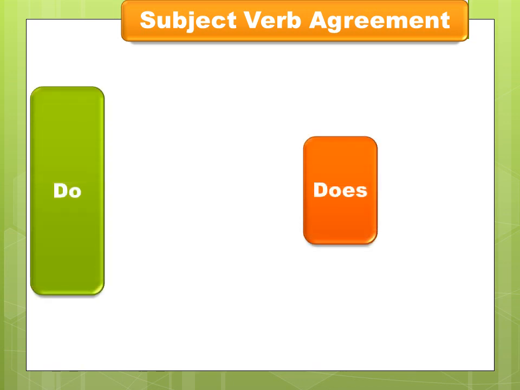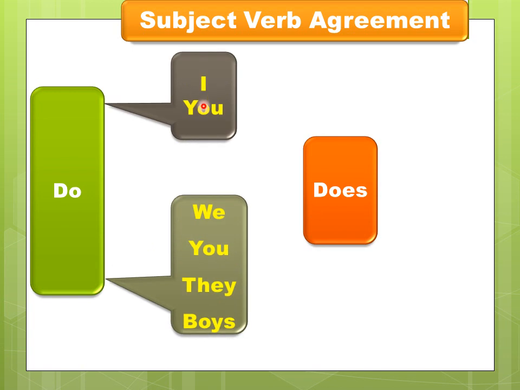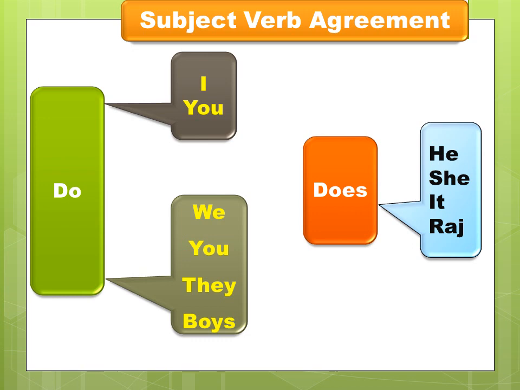Now let us see with the verbs do and does. With the pronouns I, you, we, they, and the plural noun boys, we use the verb do. These two refer to singular, whereas here all these refer to plural. Now let's see with does. The pronouns he, she, it and the singular noun go well with does. So we have to keep in mind the subject-verb agreement while constructing a sentence.